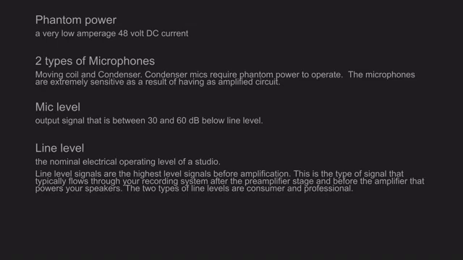Line level is the nominal electrical operating level of a studio. Line level signals are the highest level signals before amplification. This is the type of signal that is typically flowing through your recording system after leaving the preamp. And it's before the amplifier that powers your speakers. So when signal leaves your mixing console or your interface, it's actually brought to line level.